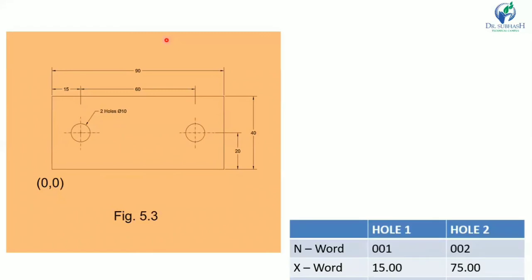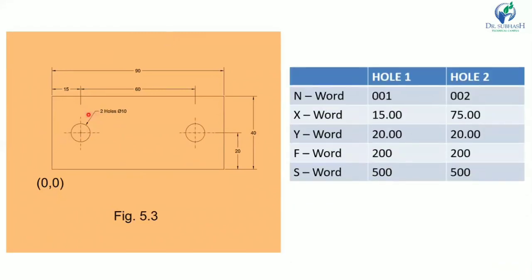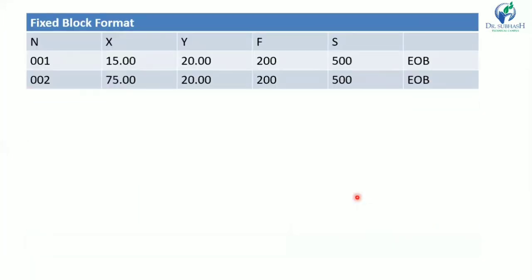Now let us see one example. Here, if you want to drill a 10 mm diameter hole, N word is 01 for hole 1 and 02 for hole 2. X word is 15 for hole 1 and 75 for hole 2, with dimensions from 0, 0. Y word is 20 for both. Feed is 200 and spindle speed is 500.